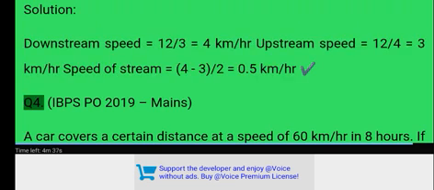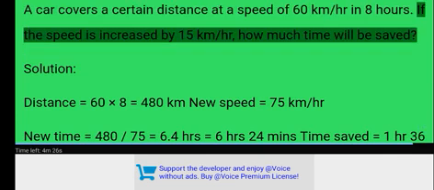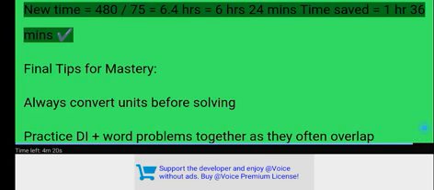Check mark. Q4, IBPS PO 2019 mains. A car covers a certain distance at a speed of 60 kilometers per hour in 8 hours. If the speed is increased by 15 kilometers per hour, how much time will be saved? Solution. Distance equals 60 times 8 equals 480 kilometers. New speed equals 75 kilometers per hour. New time equals 480/75 equals 6.4 hours, which is 6 hours 24 minutes. Time saved equals 1 hour 36 minutes.